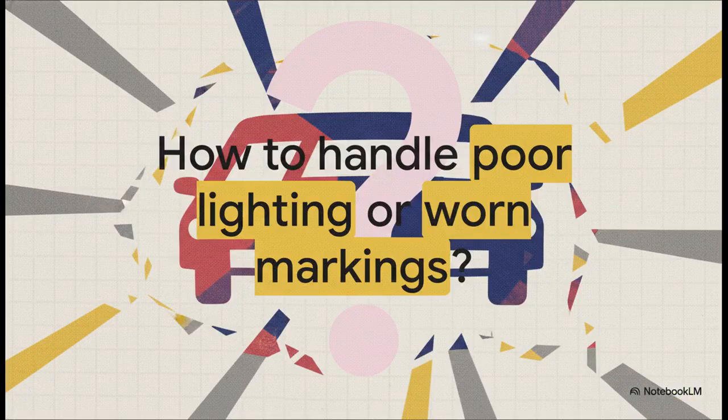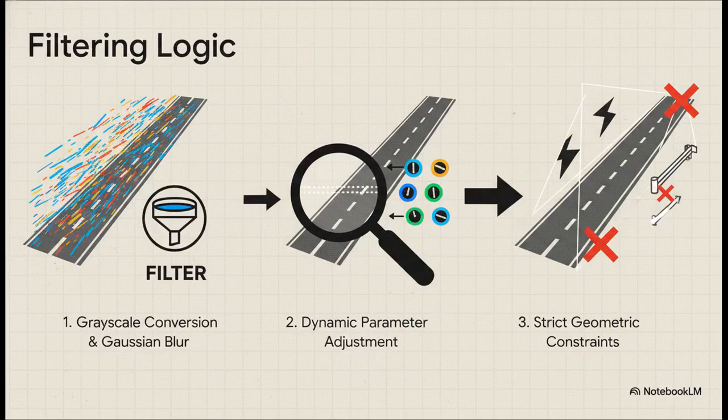But let's be real for a second. What happens when conditions aren't perfect? How does this setup handle terrible lighting, other cars blocking the view, or those awful worn-out road markings we've all had to drive on? If the Hough Transform needs clear lines to work, what does it actually do when the physical road degrades? The answer is all in the pre-processing and filtering logic.